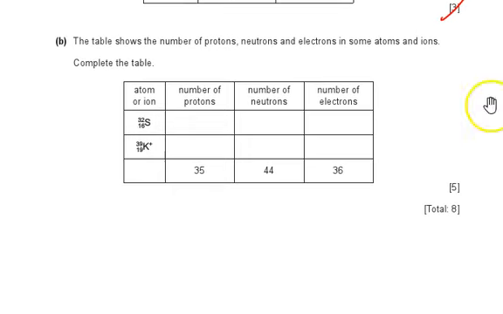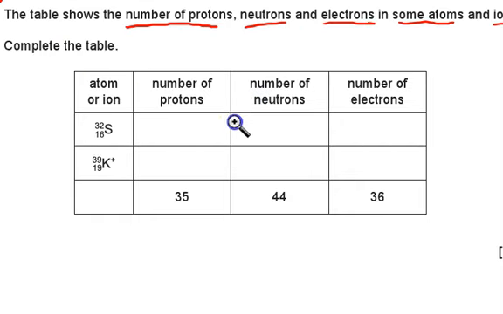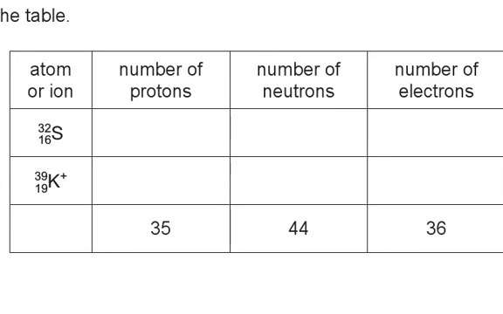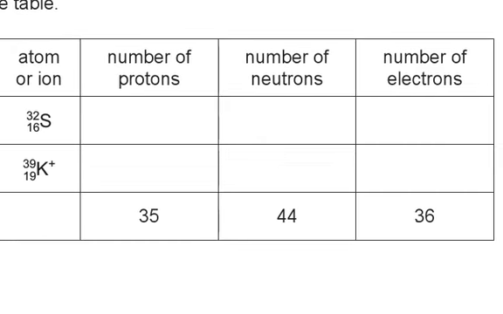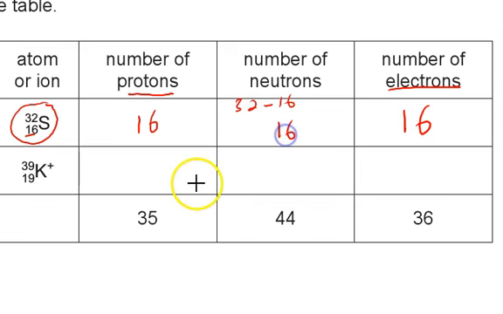Okay, now we look at the next question. The table shows the number of proton, neutron, and electron in some atoms and ions. Complete the table. So we make the table look bigger. Right, this is good. So now this is an atom, right? This is an atom, so you don't have any charge. So the proton number is below here, which is 16. Proton number should be equal to electron for an atom, right?